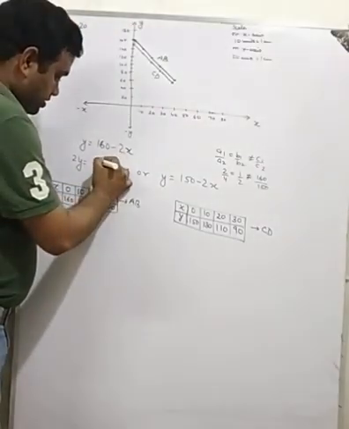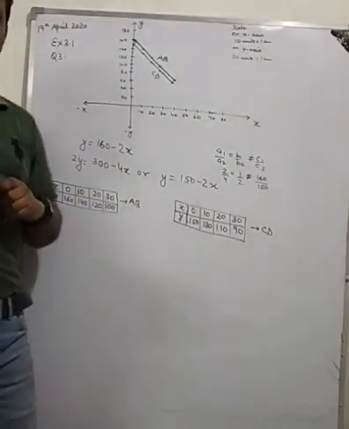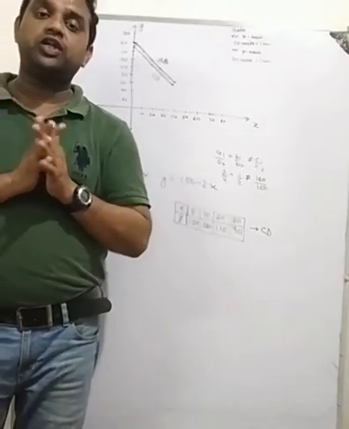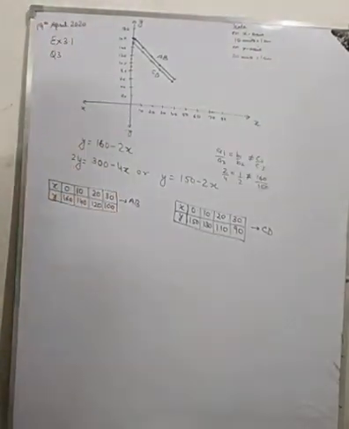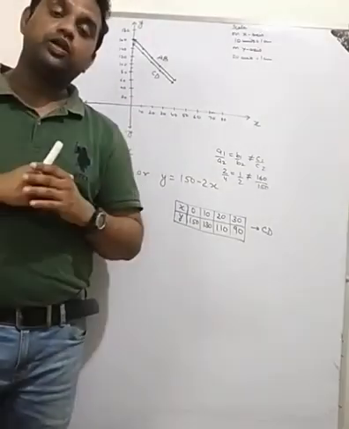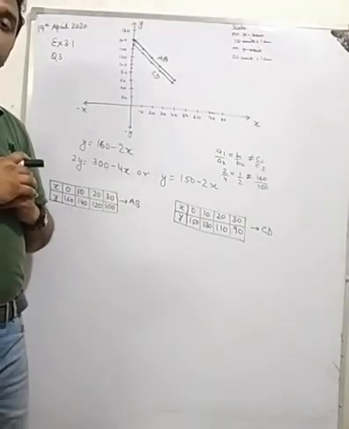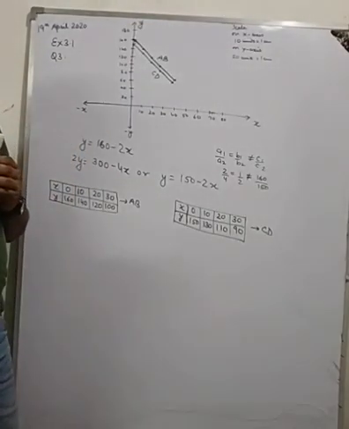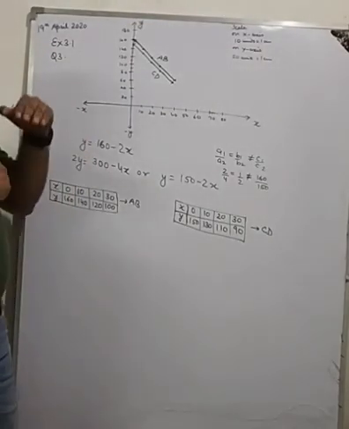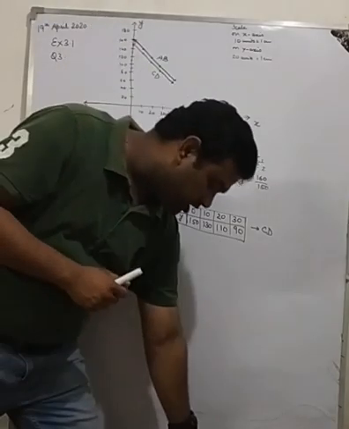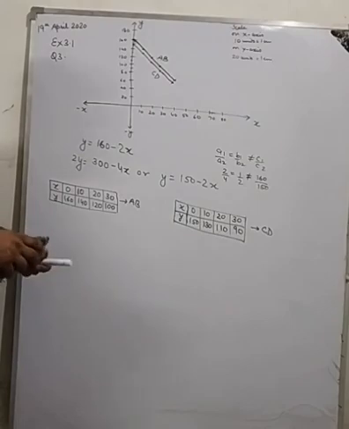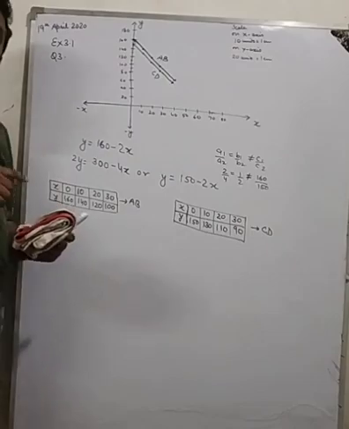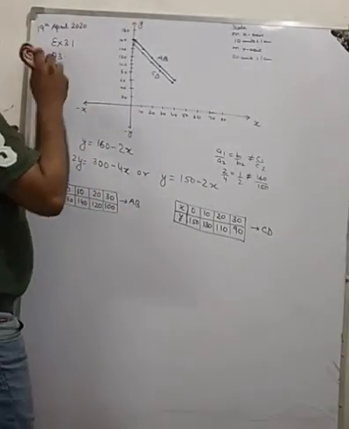Now, after this, I am going to discuss question number 5 of exercise 3.2. And again, in that exercise, it is mentioned that we need to solve these questions graphically. So, let's see the second question of today's lecture, today's video, and that is question number 5 of exercise 3.2, which is question 2 of today's lecture.